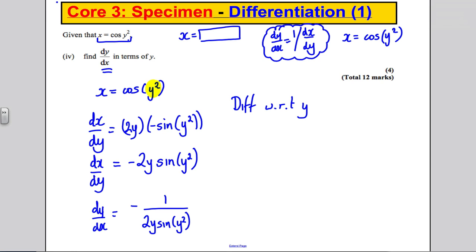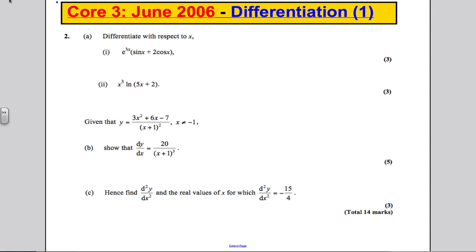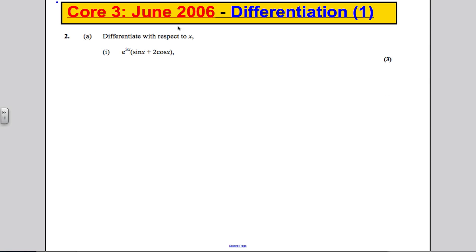Let's move on to the next exam question. Pause the video, have a go. This was from June 06. Okay, go through each part bit by bit. I'll start at 2 part A. Differentiate with respect to x.